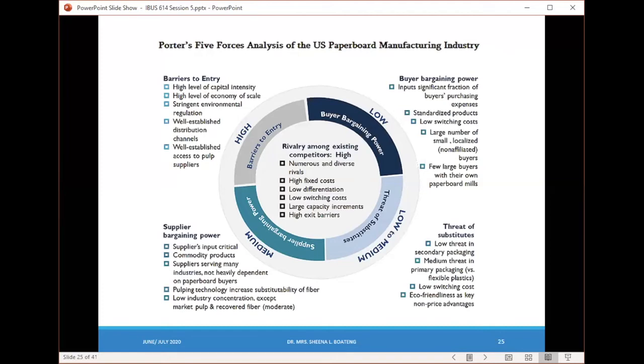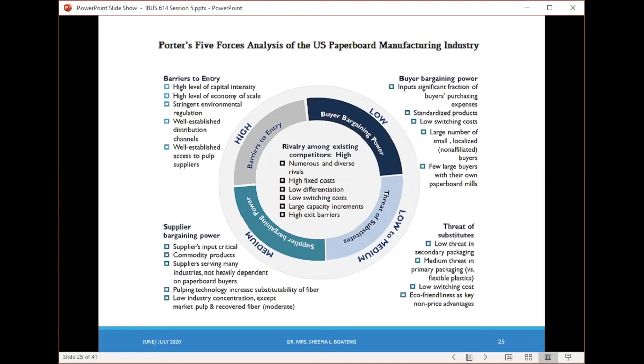And there are a large number of small localized buyers and very few large buyers with their own paperboard mills. So that means that you are competing for small pockets of a market segment where you have small buyers who are buying in small quantities and few large buyers, meaning that you have to sell a lot to make profit rather than selling to one client and making a huge return. So that again, to me, may be something that will be a letdown for someone who's trying to enter this market.